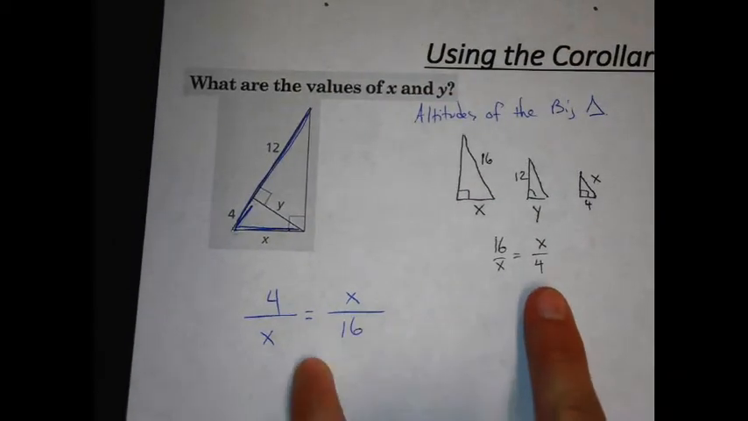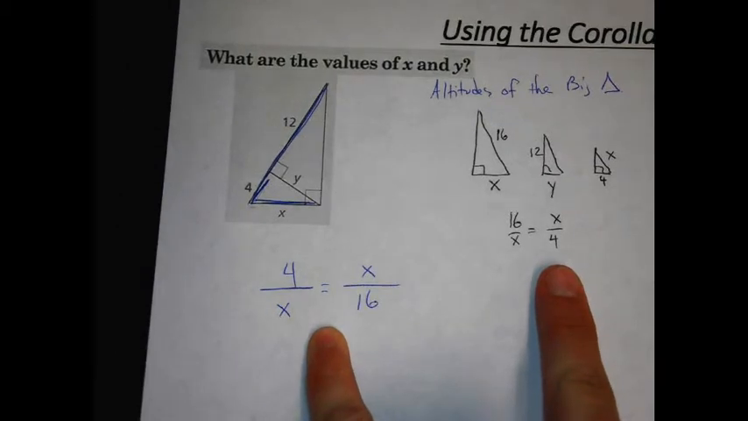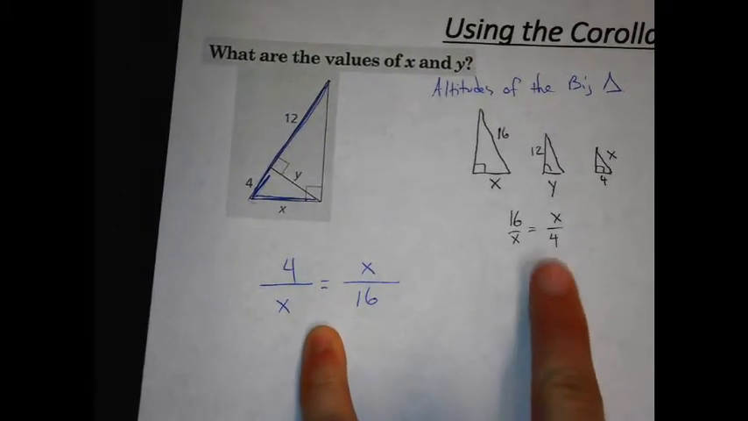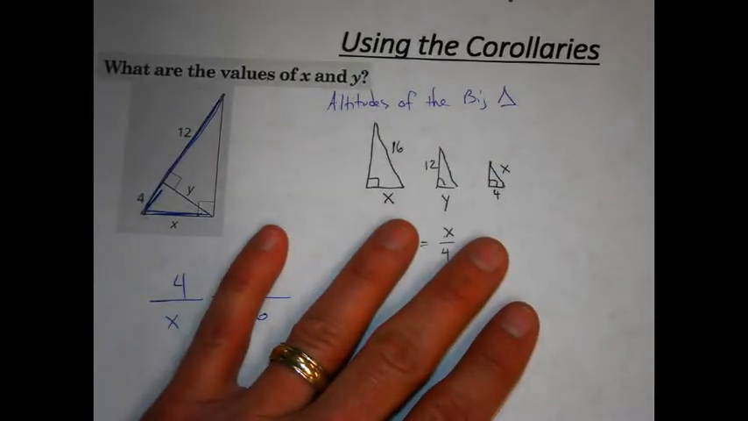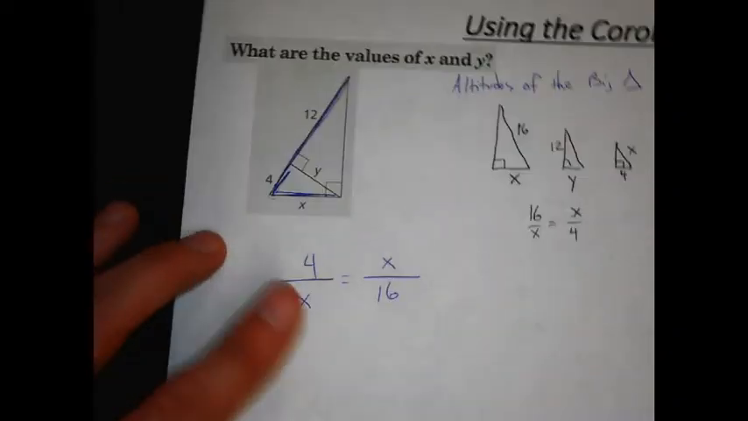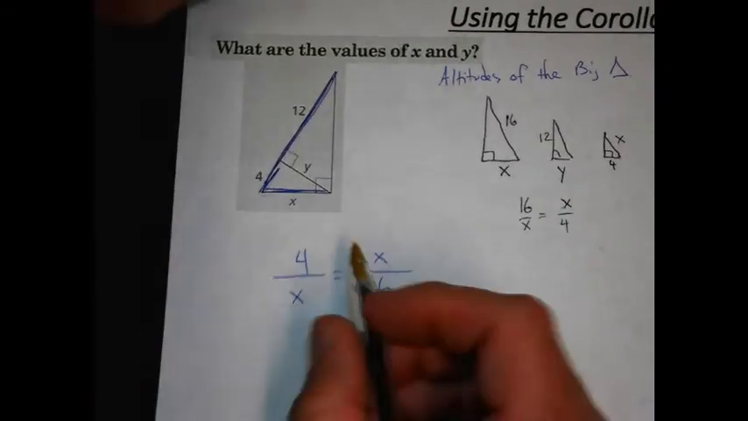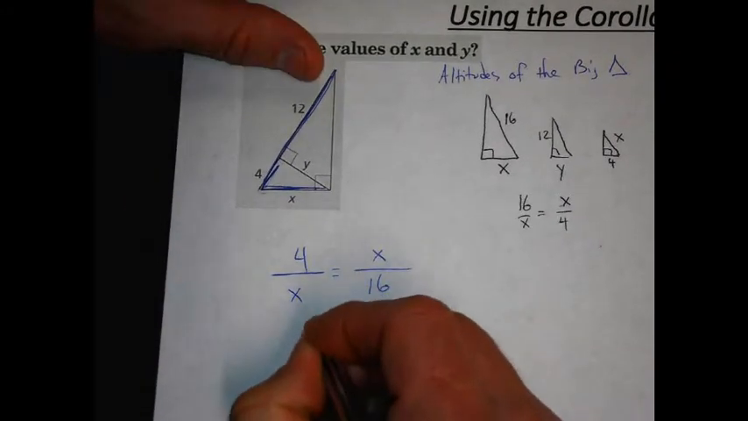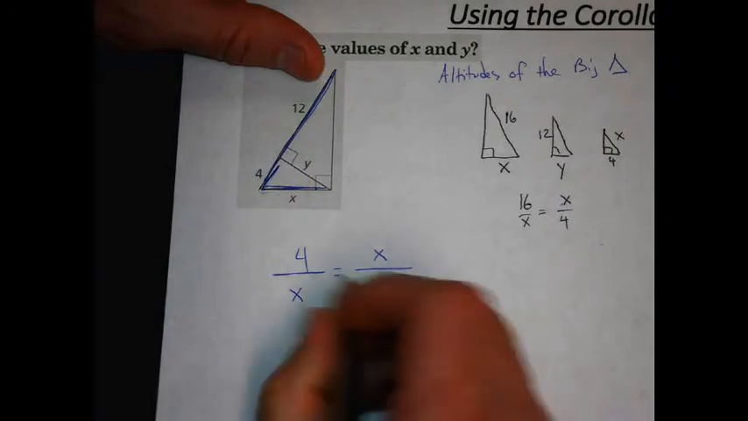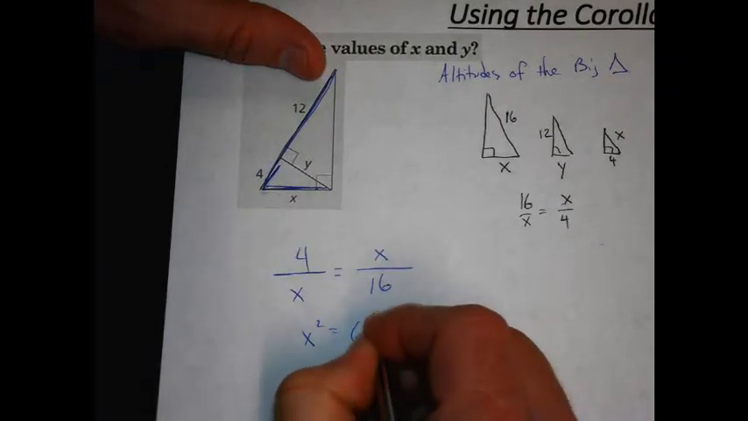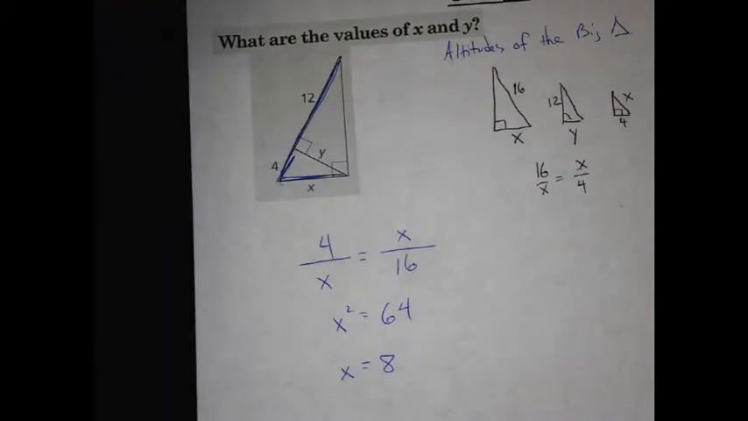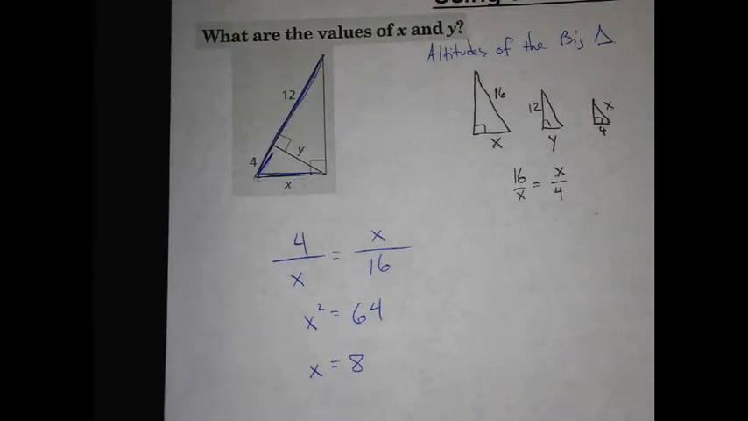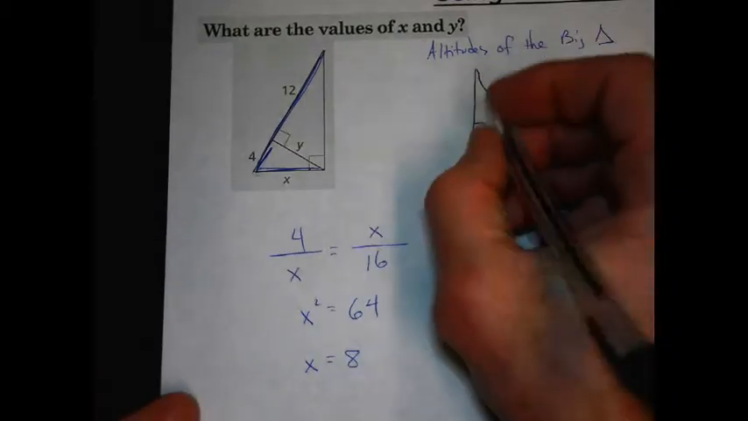So either way you set it up, you're going to end up with the same setup. It doesn't matter how. You can make your 3 triangles and look for proportionality that way, or you can use the cheat. So how does this work? Let's cross multiply. x squared equals 4 times 16, which is 64. So x is equal to the square root of 64. We find our value of x to be 8.